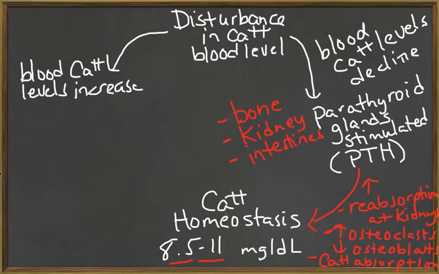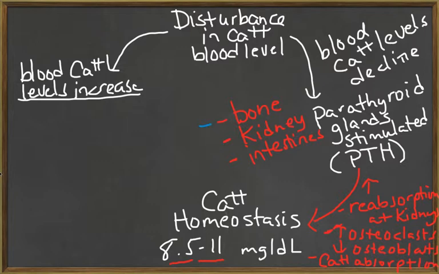All right, let's look at a different scenario though. Let's look at if the blood calcium levels start to increase. So now we're going above the 11 milligrams per deciliter. This also isn't a great thing for the body. We need to keep those calcium levels in that normal range. So in that case, if the blood calcium levels start to increase, we need to bring the calcium levels back down. And again, we're going to be looking at those same areas.